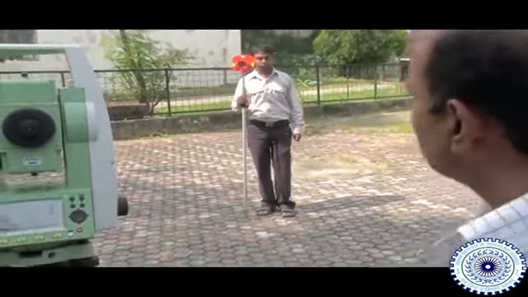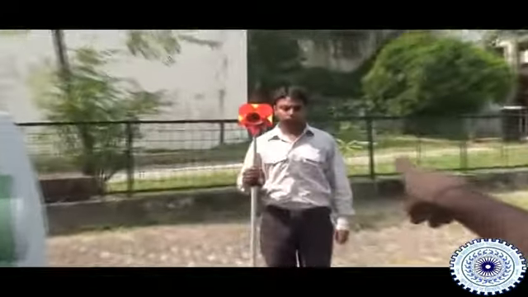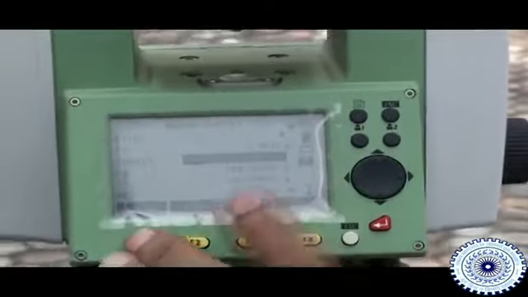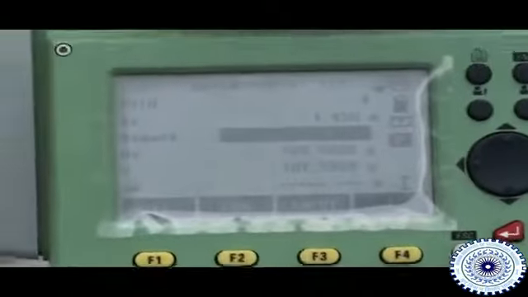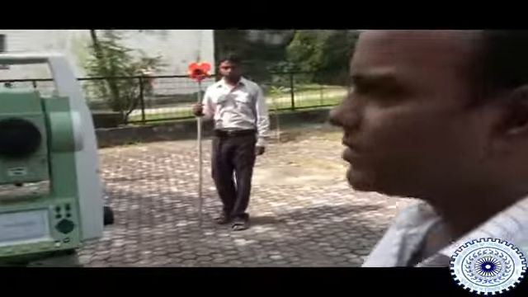So it is a very simple procedure. You have to aim at the target, and the target is your prism. Then, using these functional keys, you determine the values. The horizontal angle and vertical angle you can determine directly from the display. Okay, so the exercise is clear.